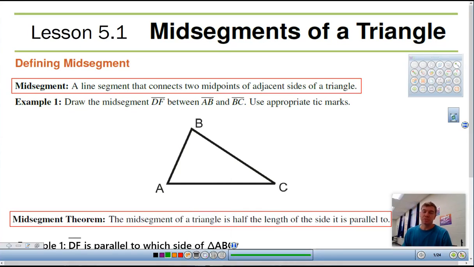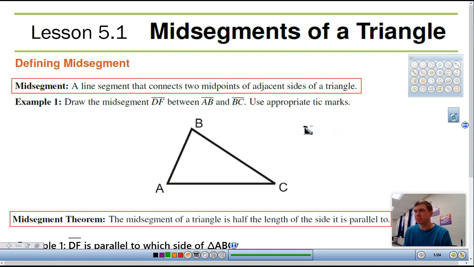In this video, we're going to be discussing midsegments of a triangle. Here we define a midsegment as a line segment that connects two midpoints of two sides of a triangle. Instead of adjacent, it's just any two, because any two sides of a triangle are considered adjacent. Draw the midsegment DF between sides AB and BC.